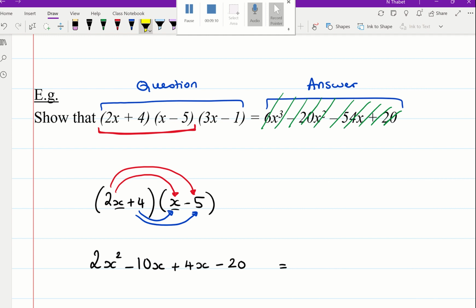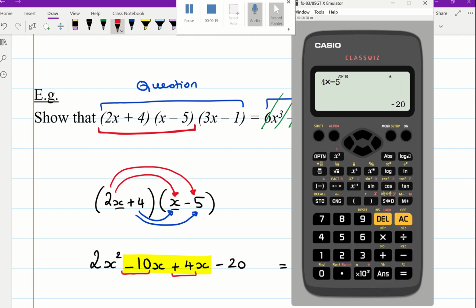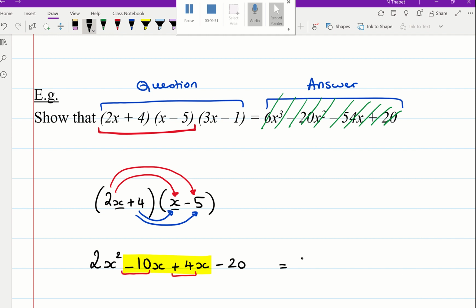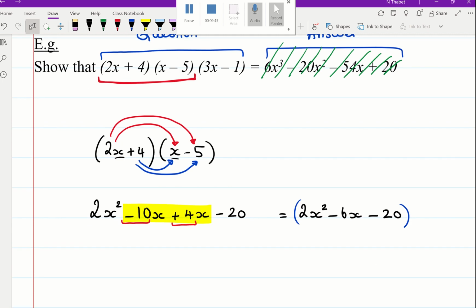And at this point, I will simplify the like terms, which are the x's. And I would literally type into my calculator what I see. Minus 10 plus 4. Nothing more, nothing less. Minus 10 plus 4. So this is a minus 6x. Please remember the x. 2x squared minus 6x minus 20. And I put that in a bracket because I must then multiply by my third one. So 2x squared minus 6x minus 20 times 3x minus 1.